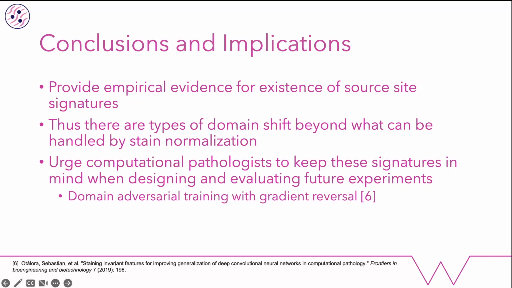Stain normalization will not be helpful in domain generalization, as it does not remove site-specific information from whole slide images. We urge pathologists to keep this in mind, that stain normalization may not be enough when designing experiments, and as such, we will need better approaches to handle domain shift. One such improvement may be to use domain adversarial training with gradient reversal, which tries to take into account the domain shift present in datasets.